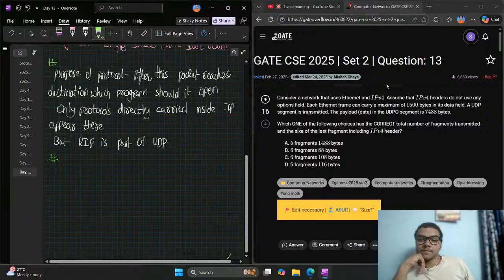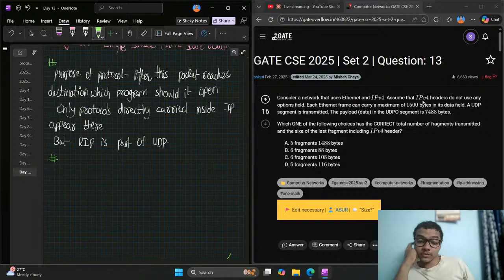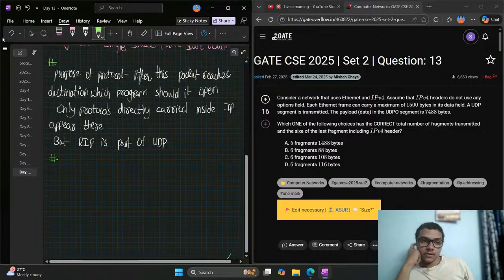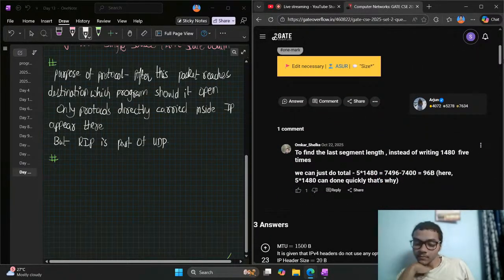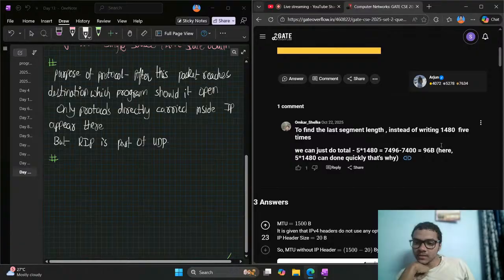So IPv4 headers do not use any options field. Each Ethernet frame can carry a maximum of 1500 bytes in the data field. A UDP segment is transmitted. The data in the UDP segment is 7488 bytes. The question seems really easy. To find the last segment length, instead of writing 1480 times, you can just total.